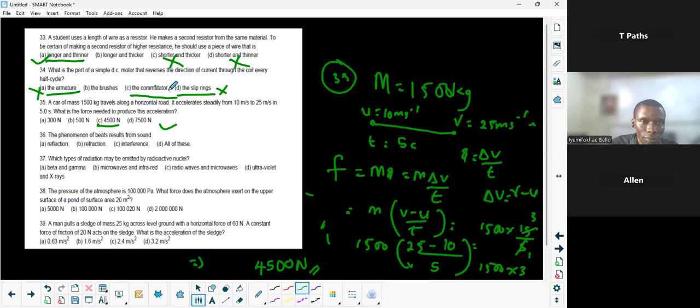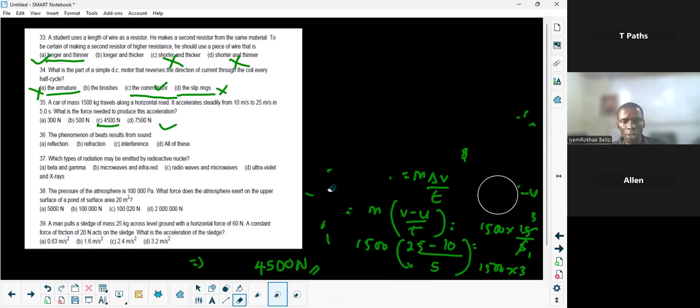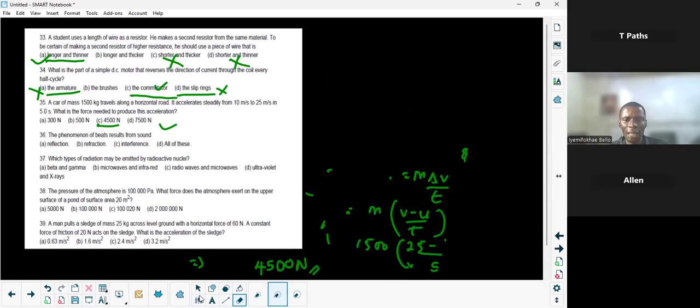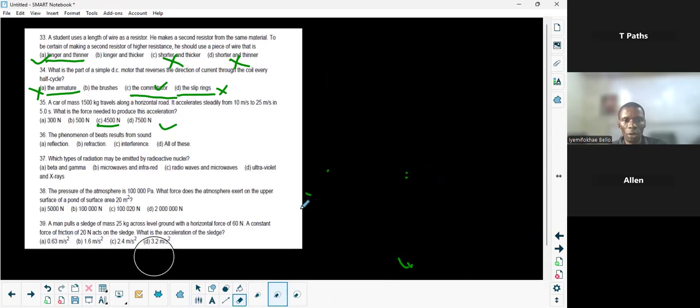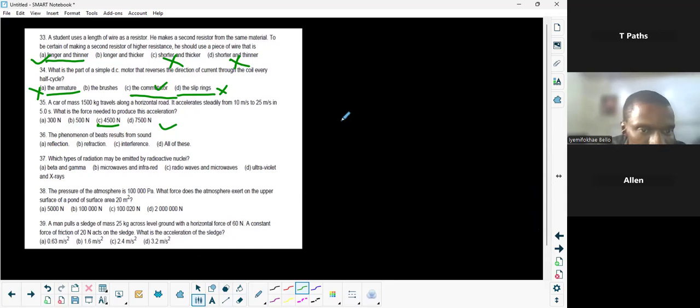Correct, C. Now the next question says, the phenomenon of beats results from sound dash. A, reflection. B, refraction. C, interference. And D, all of this. Please, you must be wise in the question. The question did not say the properties of sound. Assuming the question said the properties of sound, all of these are the properties of sound.